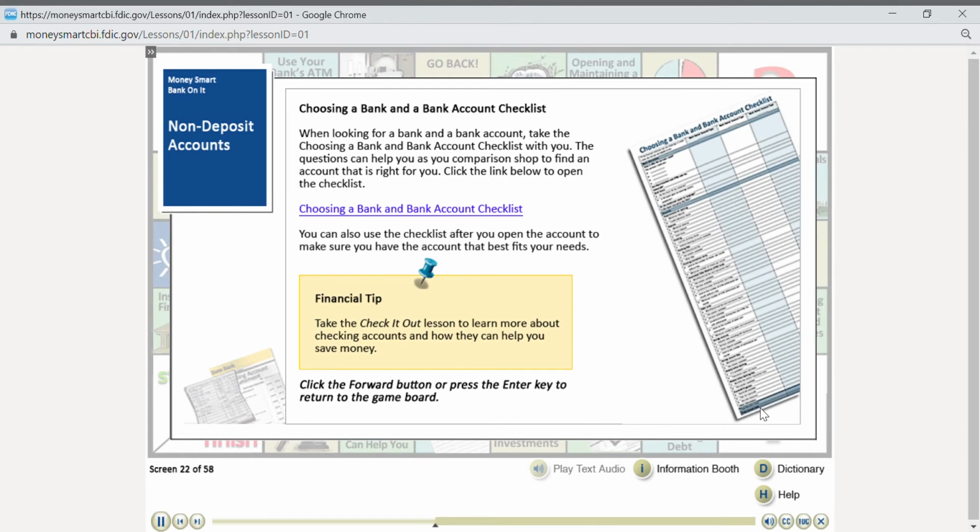Before opening an account, it is very important to shop around for the bank and bank account that best fits your needs. Choosing a bank and bank account checklist. When looking for a bank and a bank account, take the Choosing a Bank and Bank Account checklist with you. The questions can help you as you comparison shop to find an account that is right for you.